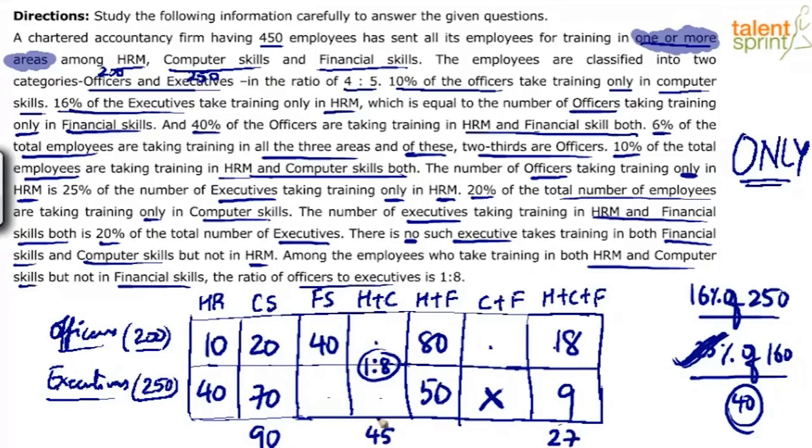I already know that the total number of people here is 45. Divide 45 in this ratio. How many parts? 1 plus 8, 9 parts. Divide 45 in 9 parts. Each part will be 5, right? So 1 part will be 5, 8 parts will be 40.